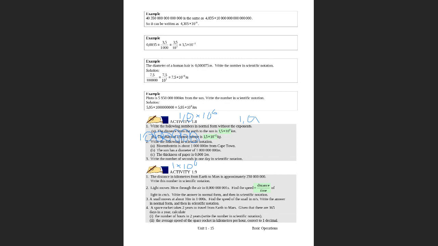Okay, good. Now, the next one says that the sun has a diameter of 1 billion meters. The same way, we are going to go 1, 2, 3, 4, 5, 6, 7, 8, 9. The original comma is to the right, so it's going to be 1 times 10 to the power 9.